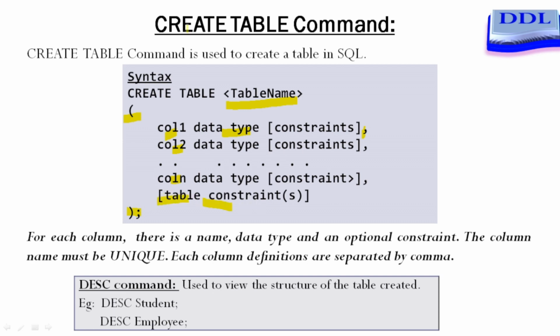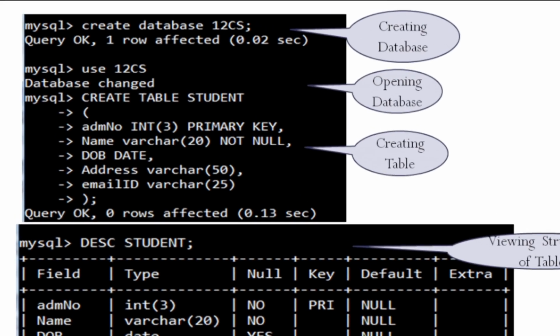and we can optionally give the table constraints in the end. After creating a table, we can view the structure of a table by using the DESC command. For example, if I have created a table named student, in order to view the structure of that table, we can execute the command DESC student, or DESC employee can be used to view the structure of the employee table. Let's look at one example.